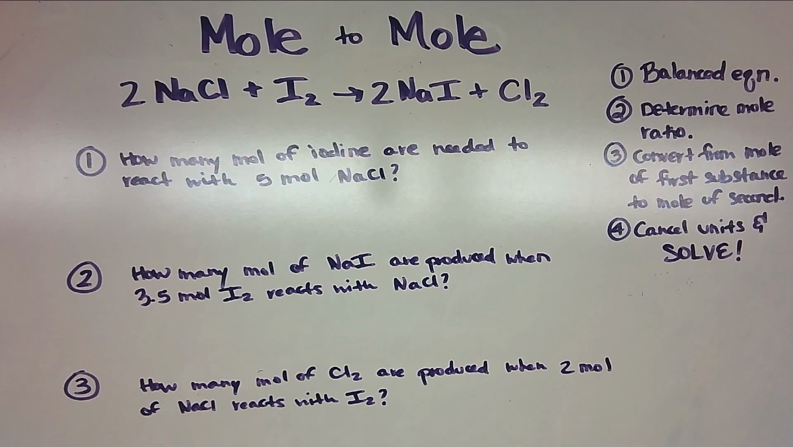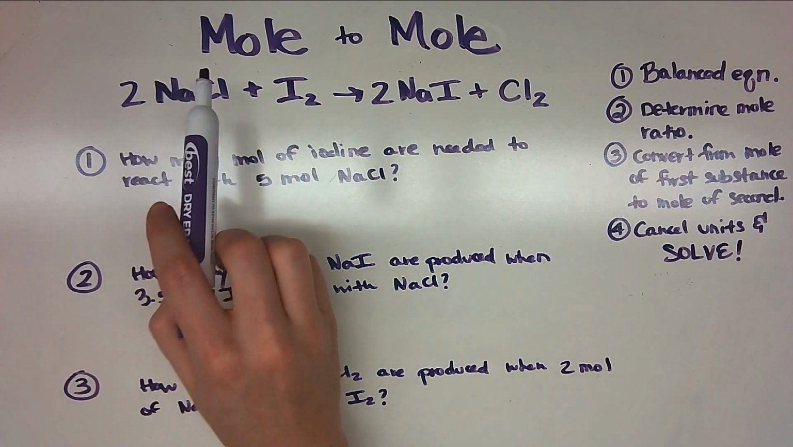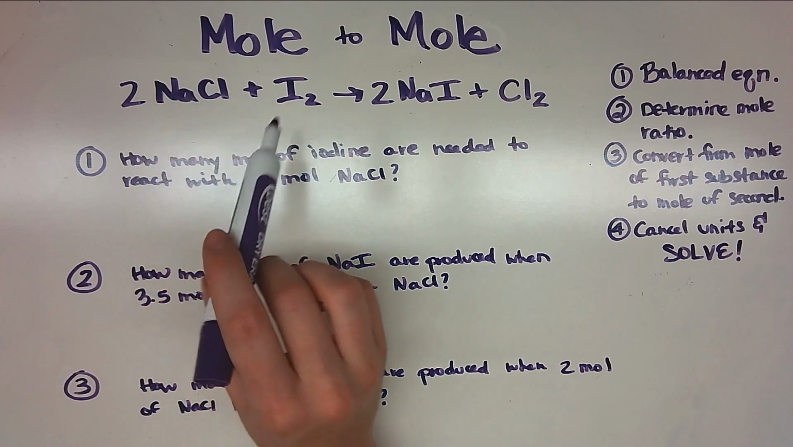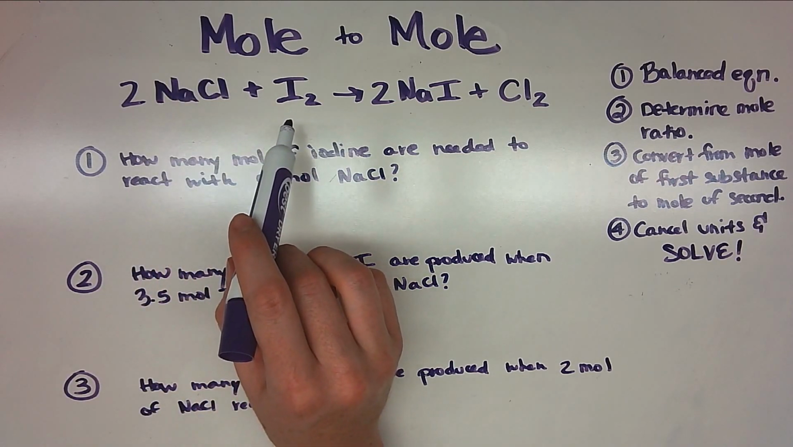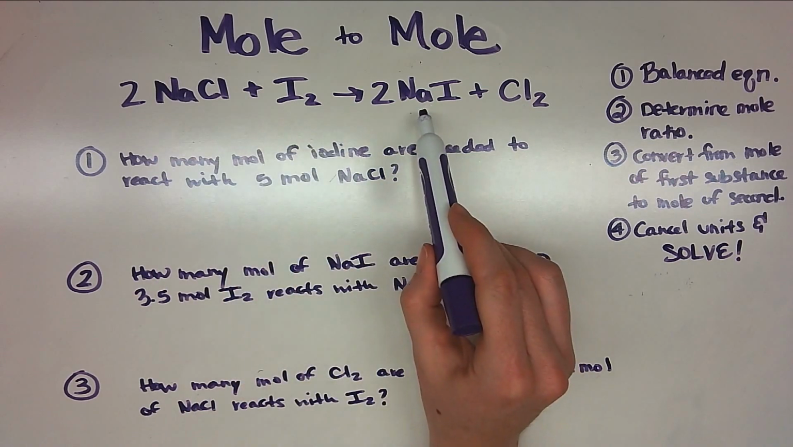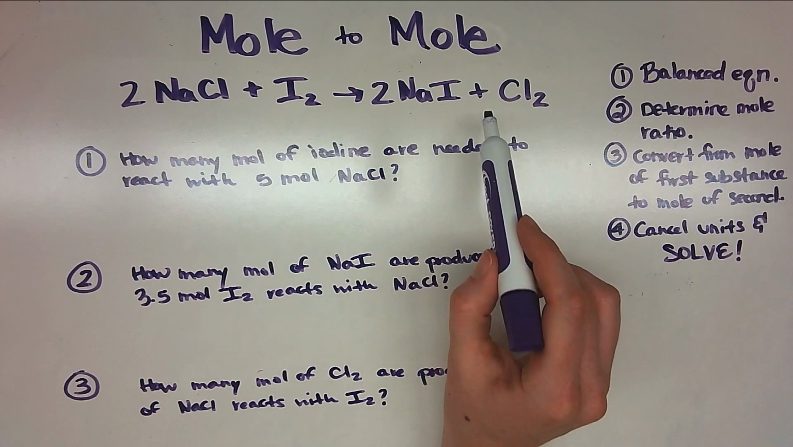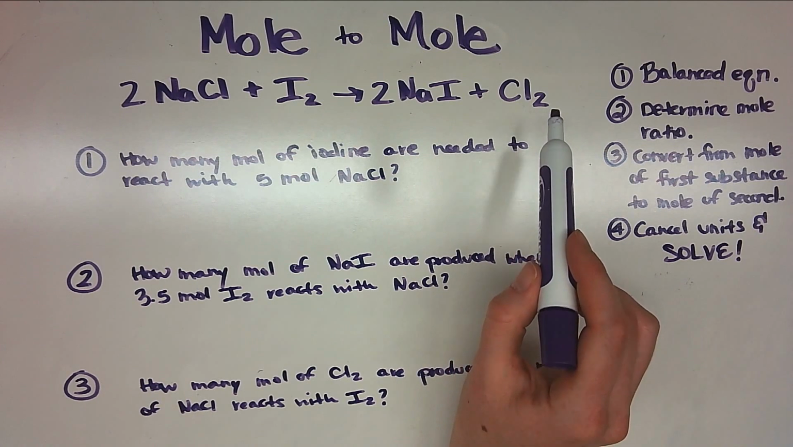Hey students, this tutorial is going to focus on mole-to-mole stoichiometry. So we're going to work 3 different problems, all with the same equation. Sodium chloride reacts with iodine to yield or produce sodium iodide and chlorine.